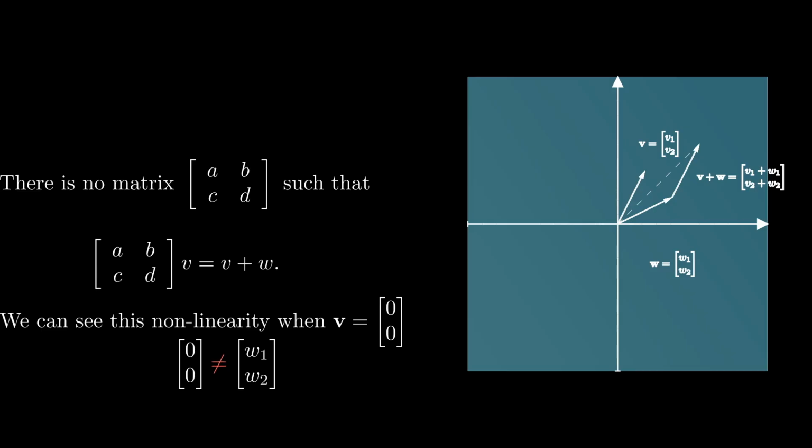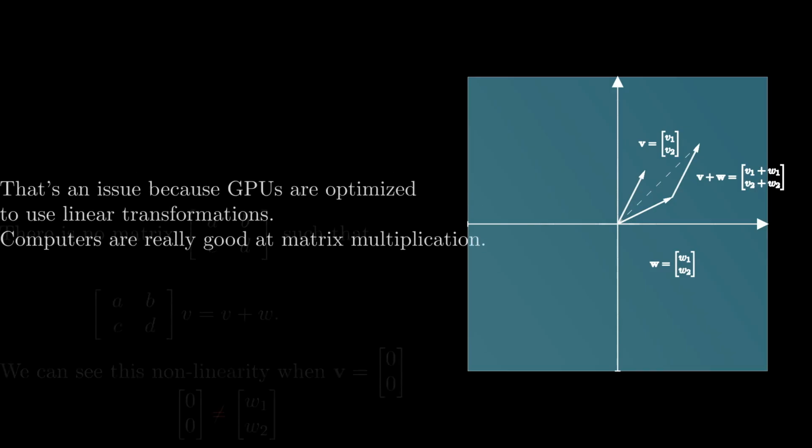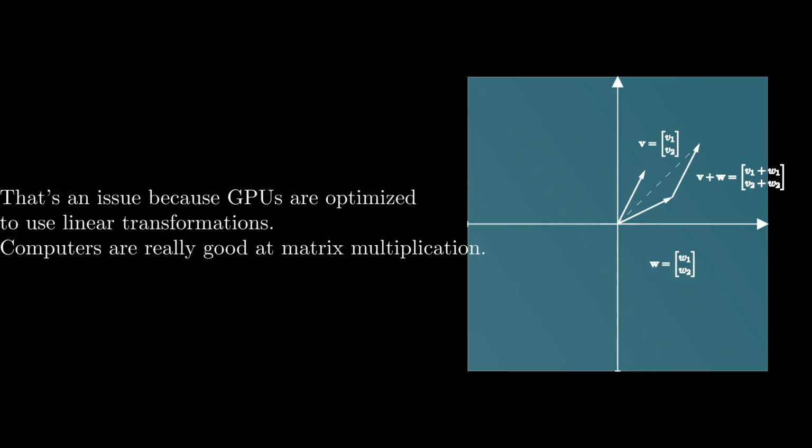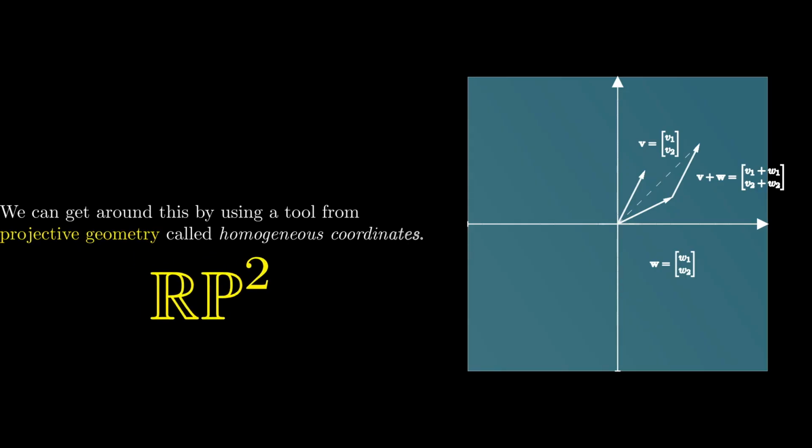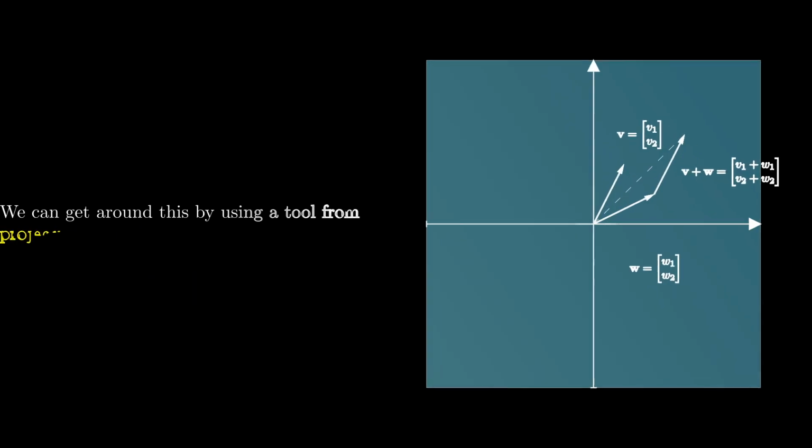not the zero vector. This matters because computers, especially GPUs, are optimized for matrix operations. If we want fast, efficient graphics and geometry computations, then we need transformations to be linear. The fix? Use homogeneous coordinates. It's an idea from projective geometry. This lets us embed the Euclidean plane R2 into the real projective plane RP2.